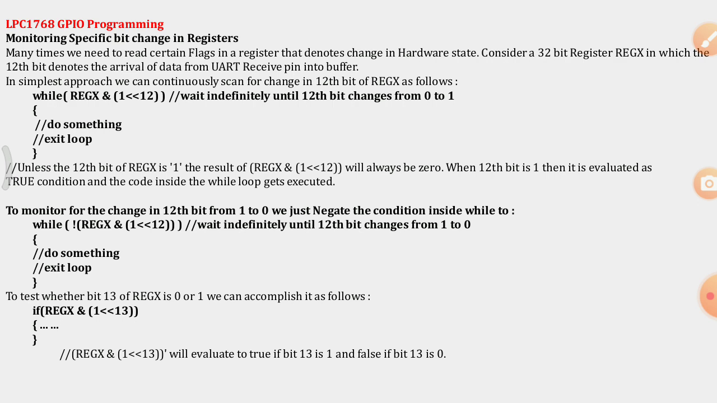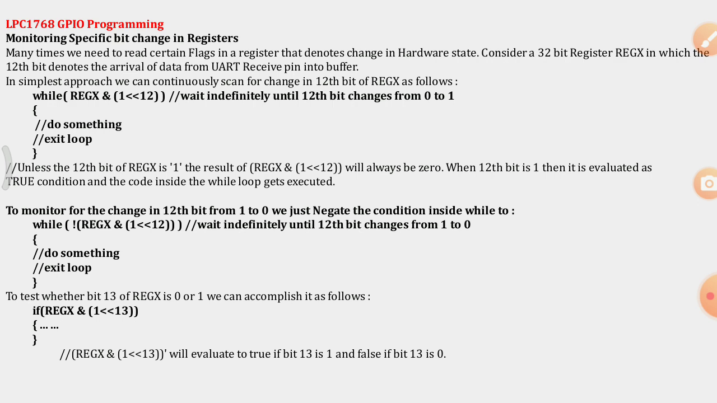So to monitor for the change in the 12th bit from 1 to 0: in the previous case it was from 0 to 1, and now it is 1 to 0. We just negate the condition inside the while loop. So like this, while not of regex and 1 shifted left 12 positions. That is, wait indefinitely until the 12th bit changes from 1 to 0. As we have put a NOT gate, this is going to look for a change from 1 to 0. So 0 is true, 1 is false here. In the above, 1 is true, 0 is false.